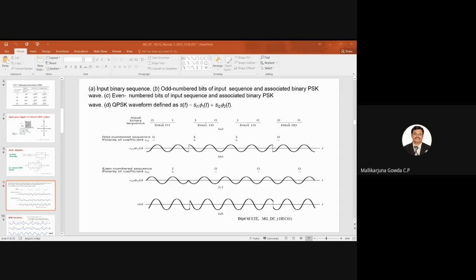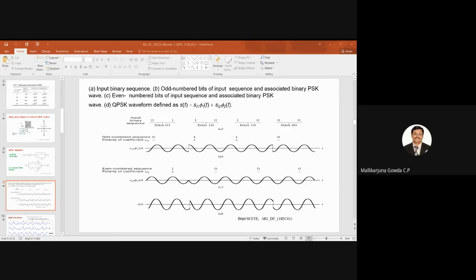So this is my input binary sequence: 0, 1, 1, 0, 1, 0, 0, 0. This is my 8-bit binary sequence. Two bits I call a dibit, right? So 0 1, 1 0, 1 0, then 0 0. I call each of those a dibit. Dibit means 2, right? So what I am doing is separating this 8-bit data into odd and even, right?